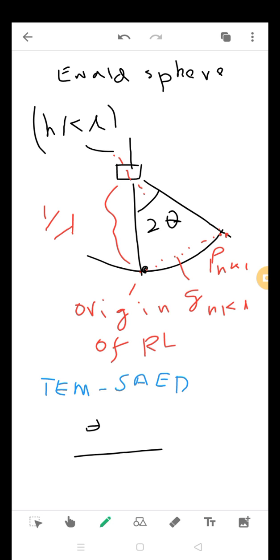Now we know that if we have a very large radius, the curvature of the Ewald sphere starts to get minimized, so we consider it as a straight line. So this distance is again 1 by lambda. This is again the origin, O. And this is the first diffraction spot.